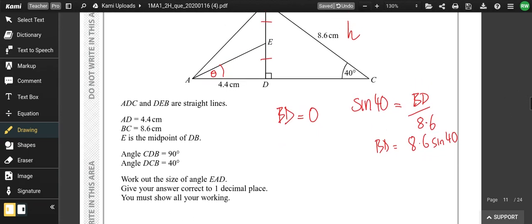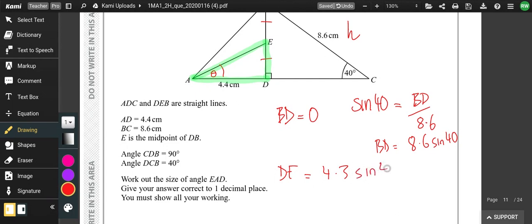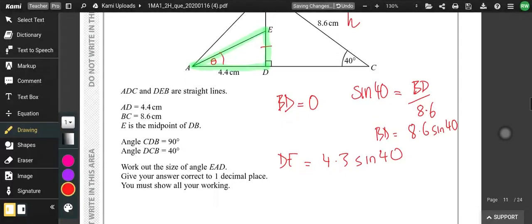DE, we're going to make a new triangle now. So this one here, let's highlight that triangle that we're going to now make. But we need half the length. So DE is half the length of BD. So we can just half that. Let's make that 4.3 sine 40. I've just halved that whole thing. You might use your calculator to do that and actually use the decimals.